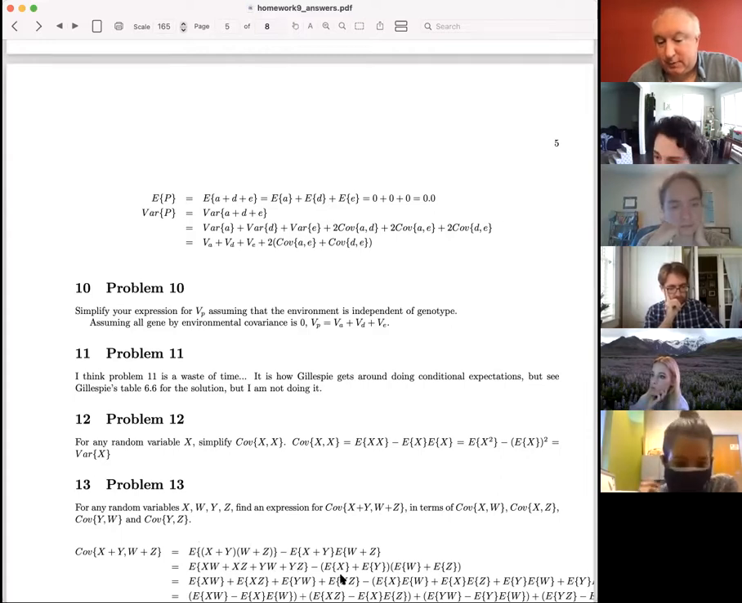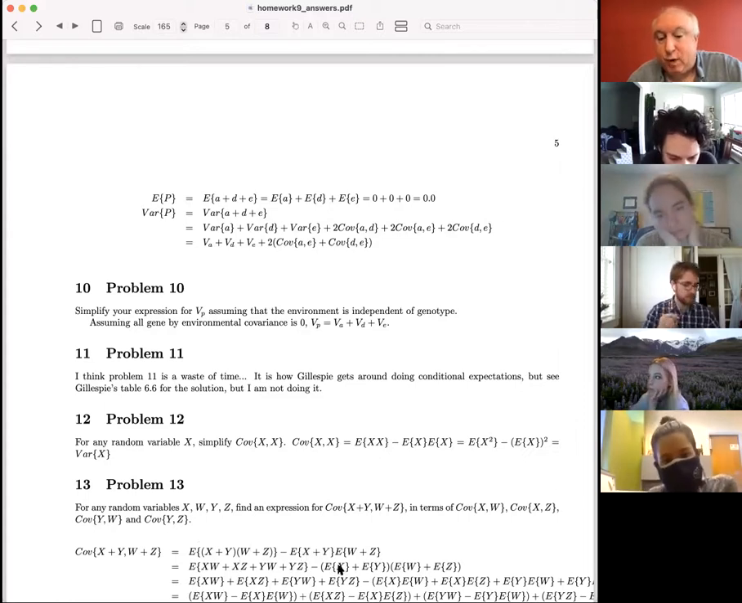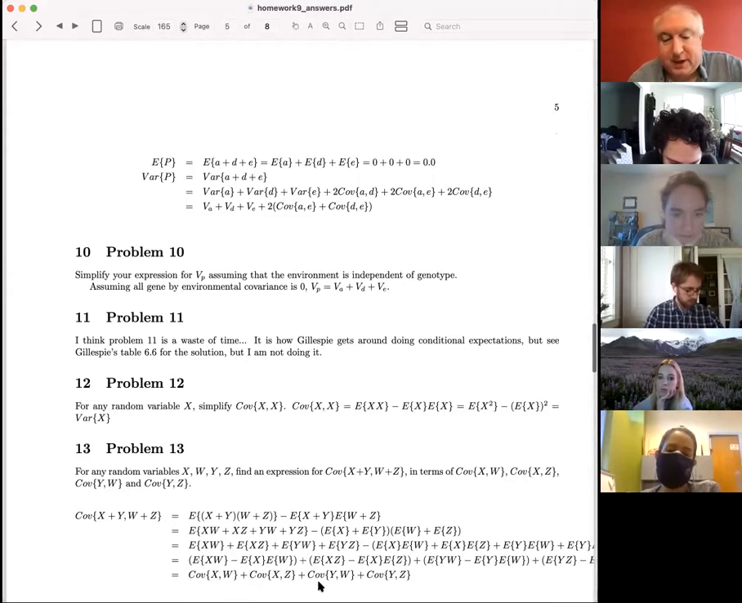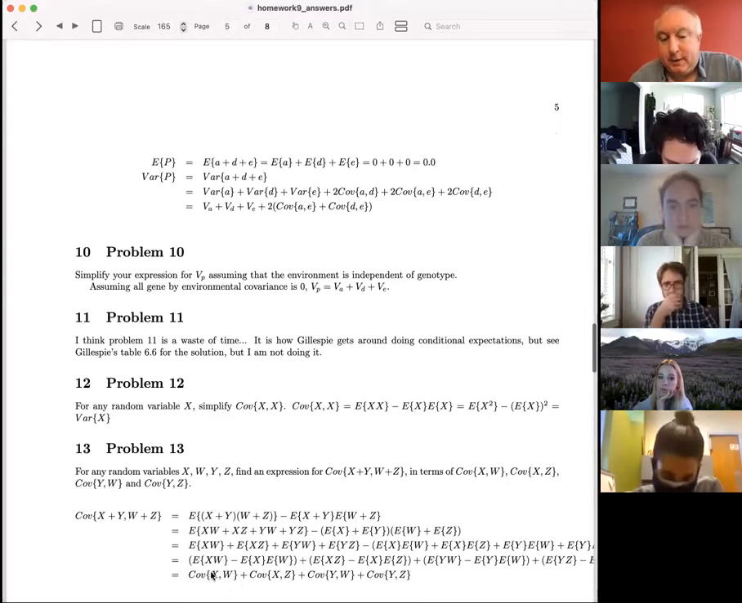I then multiply it out and get terms that look like X times W, X times Z, Y times W, Y times Z. I then take my expectation of X plus Y, that's the expectation of X plus the expectation of Y. And I now have these terms to sort of FOIL out. They go on for a while. And then I regroup things to find the covariance of X with W, the covariance of X with Z, the covariance of Y with W, and the covariance of Y with Z.